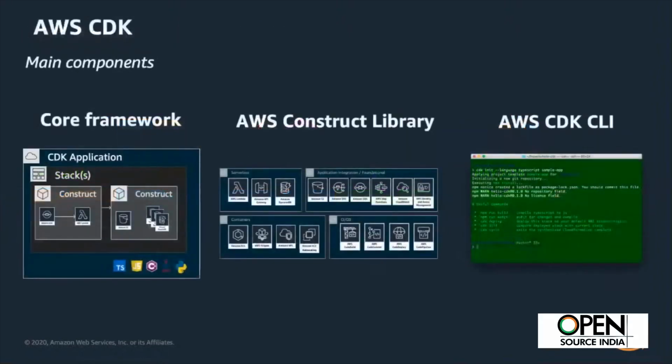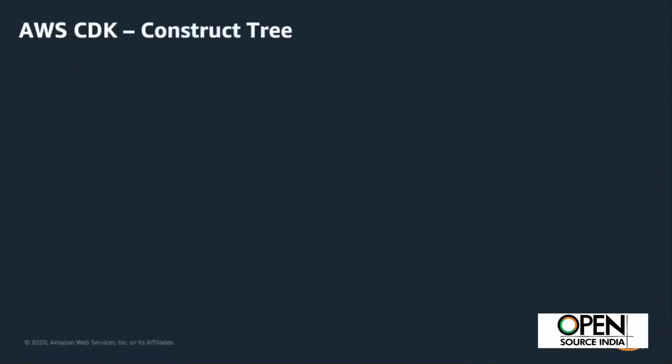So main components when you're talking about CDK, you have to remember 3 important things. First is the core framework, the construct library, and the CDK CLI. We will definitely talk about each of them in the upcoming slides, but remember there are 3 main components that you have to remember about CDK.